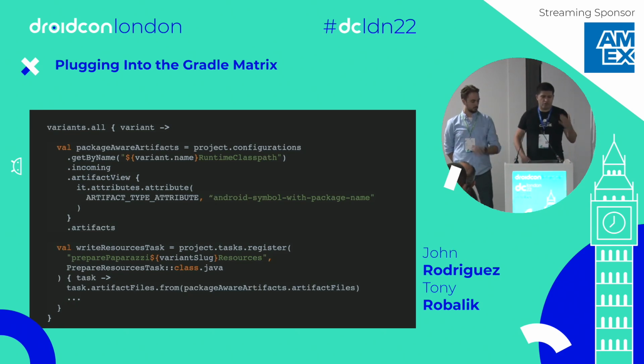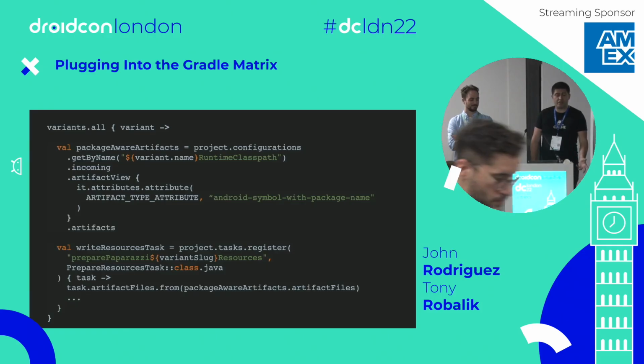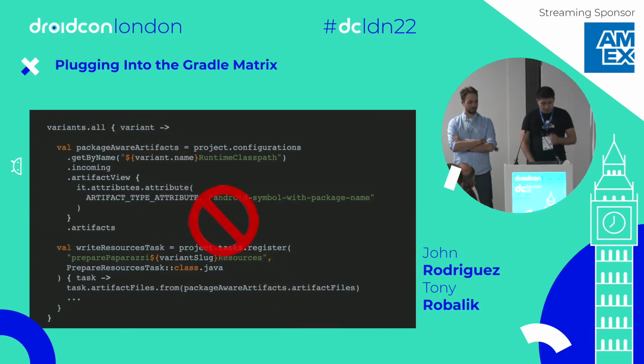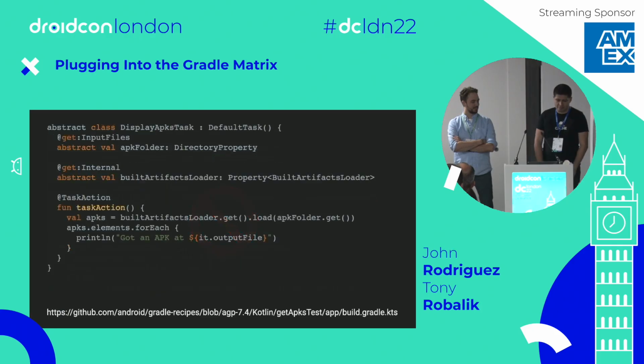Then you can jump into the Android Gradle plugin's build intermediates directory, which right away should be a red flag, but we do it, and look at an artifact that AGP isn't advertising. So don't do that, but unfortunately, at the moment, it has to be done.